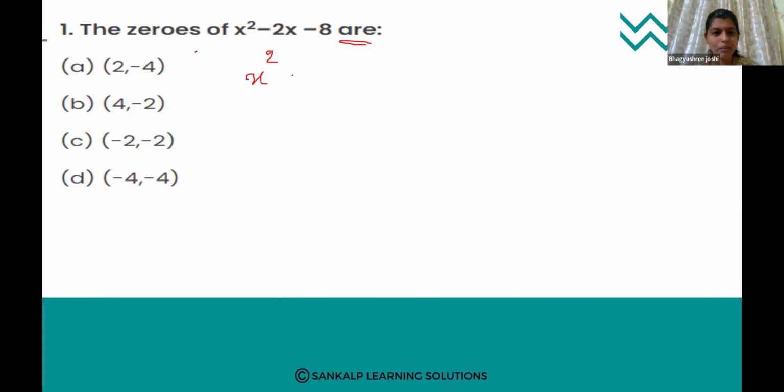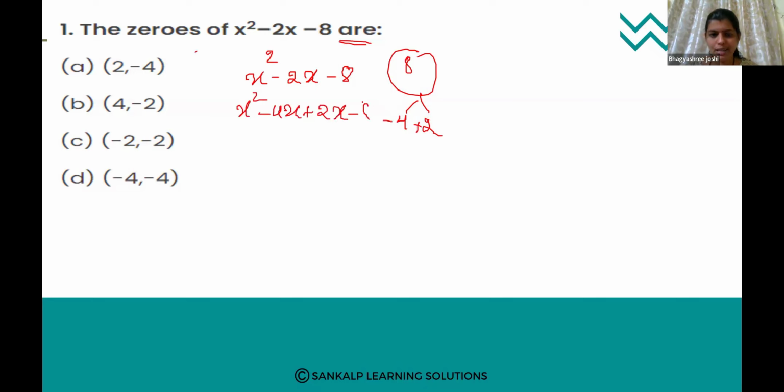X square minus 2x minus 8. Okay. So again, 8. Again we choose 2 numbers. How should those 2 numbers be? Product should be 8 and middle term should be minus 2. Which numbers should we choose now? Again, take 4 2s. Right? 4 2s are 8. 4 minus 2, that is minus 4 plus 2, that is minus 2. X square minus 4x plus 2x minus 8. Right? Now, make two groups.